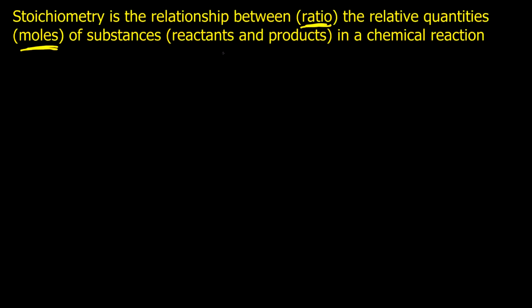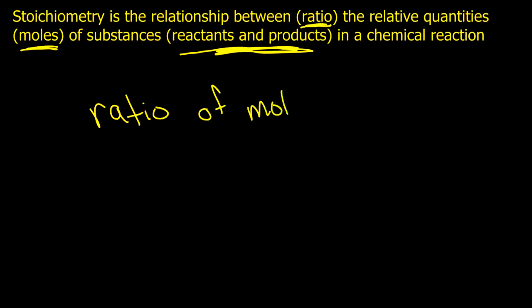And these substances that we're going to be using are going to be reactants and products, basically compounds in a chemical reaction. So a simpler, easier definition that I like is stoichiometry is the ratio of moles in a reaction. Very simple definition. I like it a little bit better, but that's not the textbook definition. So use it if you will, or not, your choice.